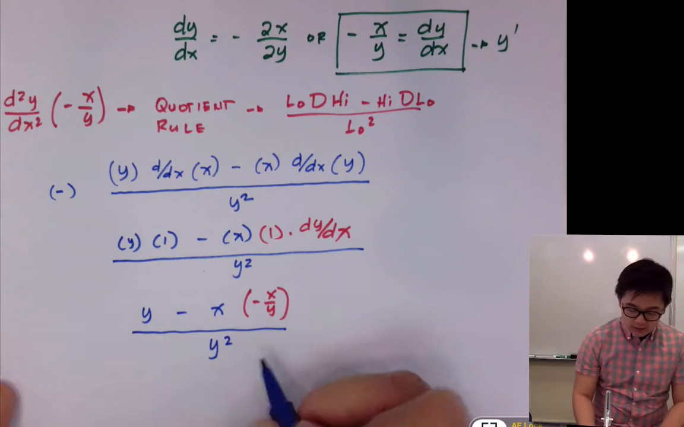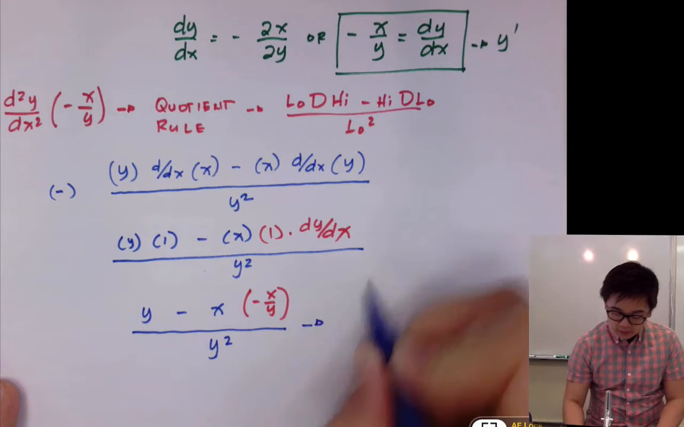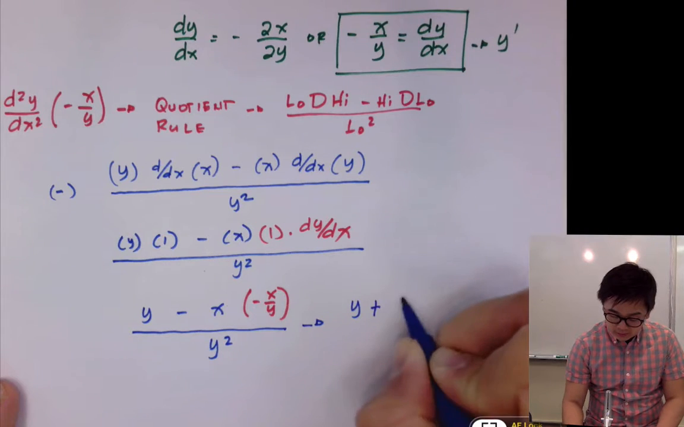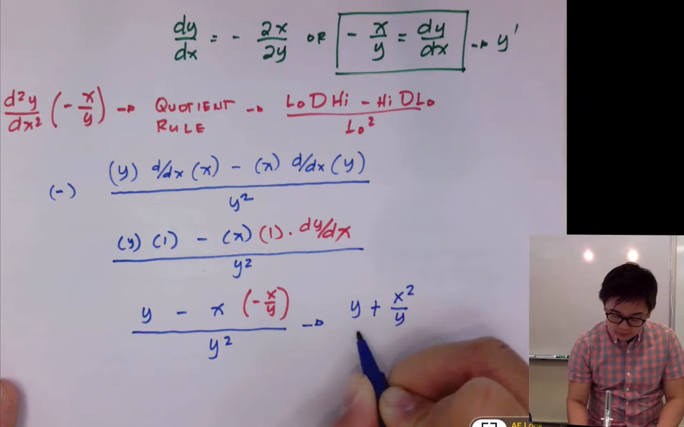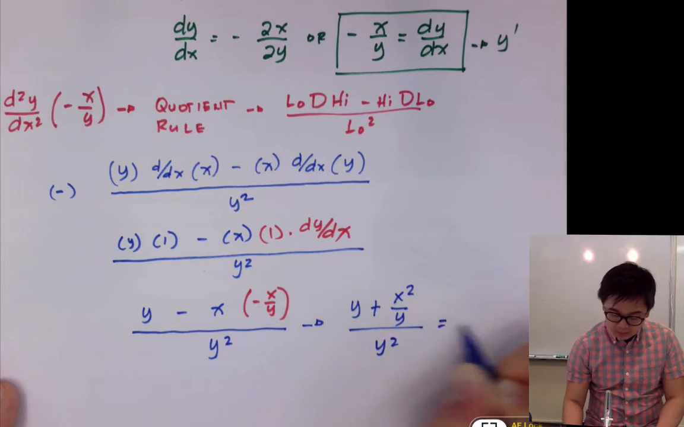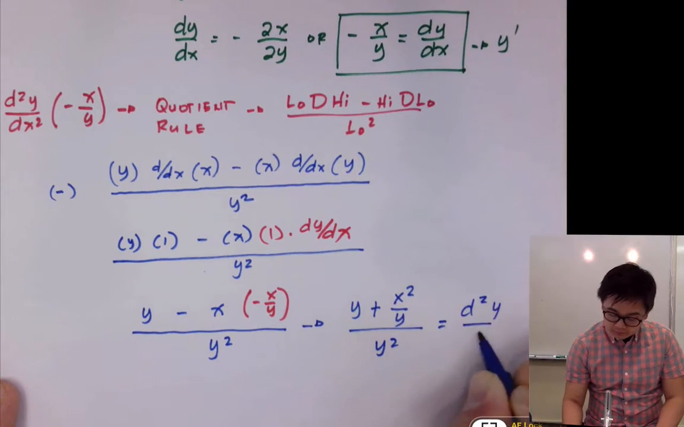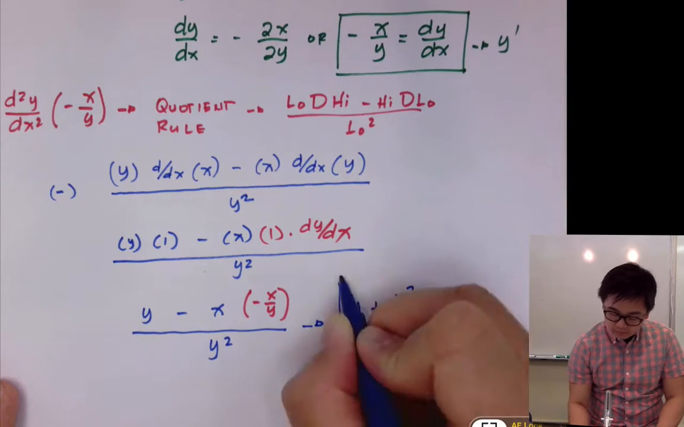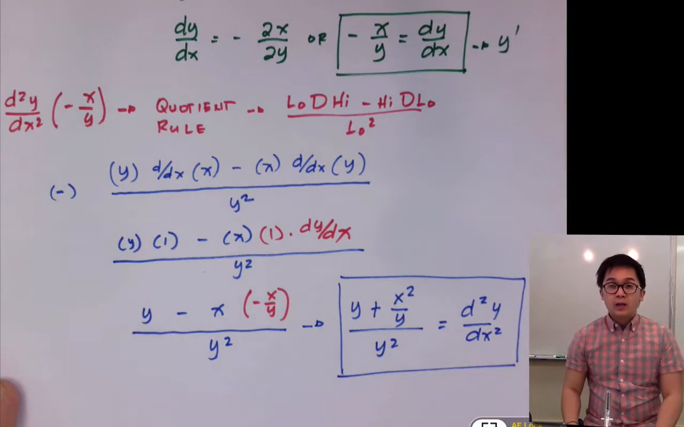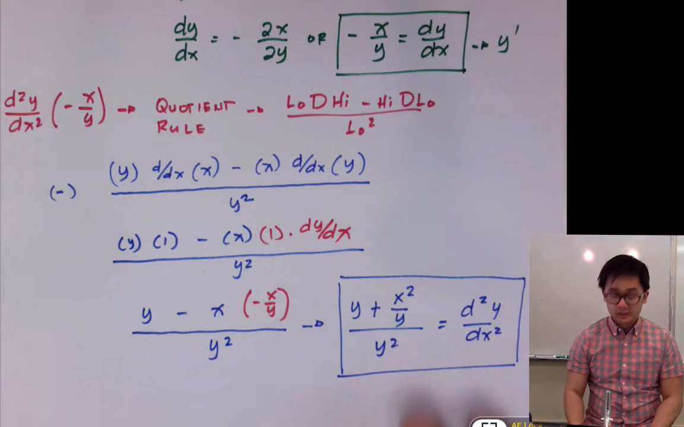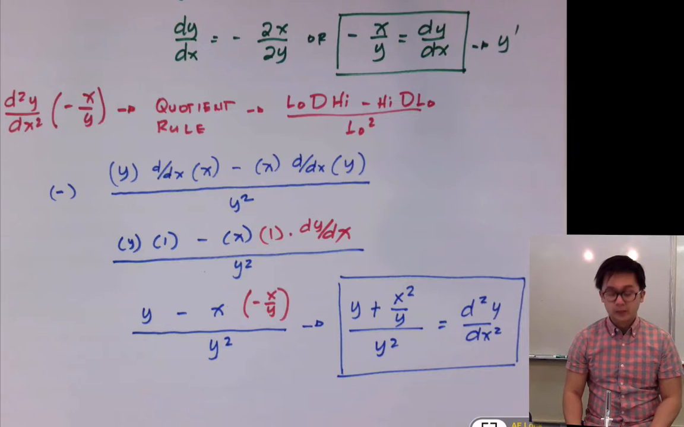So this is now our second derivative, which we can simplify into y plus x squared all over y squared, which is our second derivative. Now, the challenge in the next stage of my work is how to simplify the complex fraction into a single fraction, and to do this we're going to be using algebra.